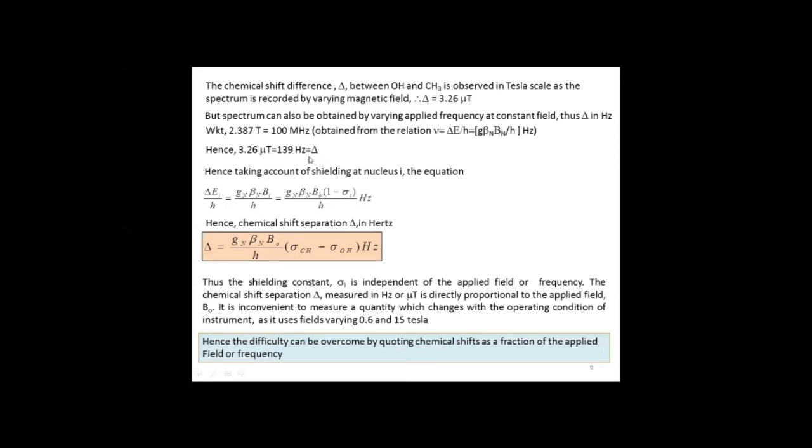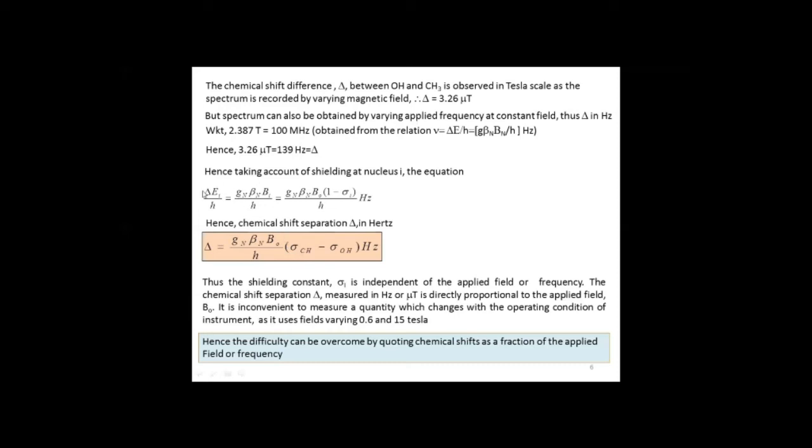So the chemical shift difference is found either way, in terms of microtesla or in terms of hertz. But if chemical shift is measured either in terms of hertz or tesla, it is entirely not satisfactory. So we need to include the screening constant; for any nuclei, we need to take into account the shielding constant also.